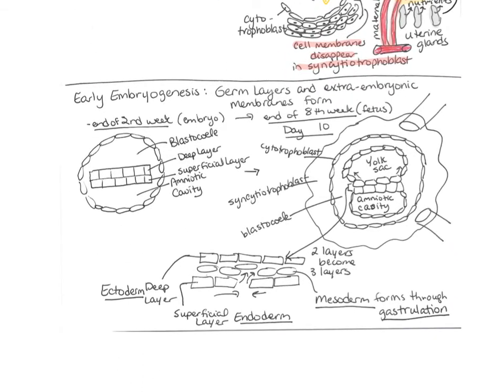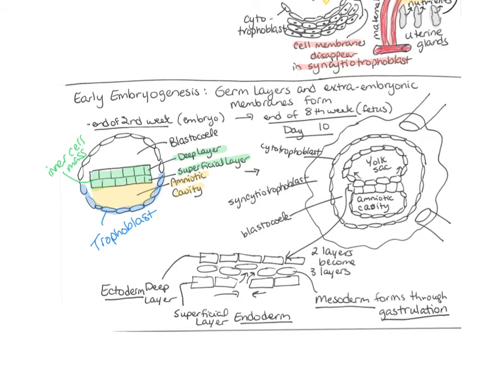By implantation, the inner cell mass separates from the trophoblast. This creates the amniotic cavity, which is a fluid-filled chamber. The inner cell mass is 2 layers at this point. There's a superficial layer facing the amniotic cavity and a deeper layer facing the blastocele.